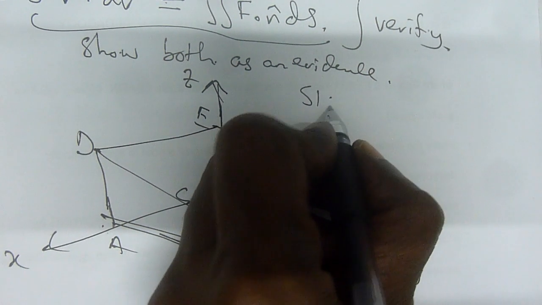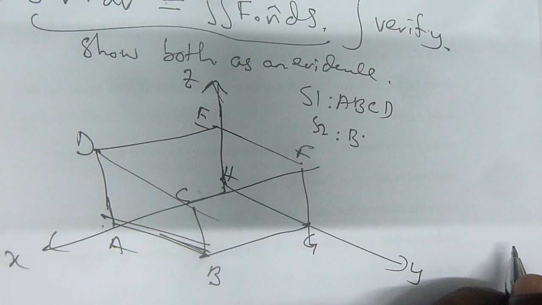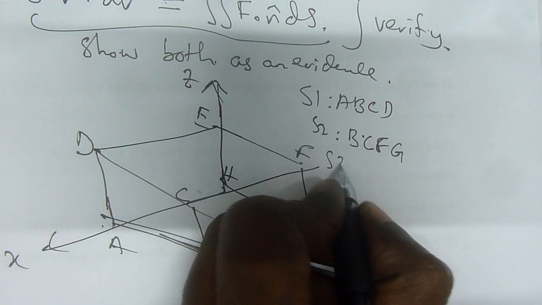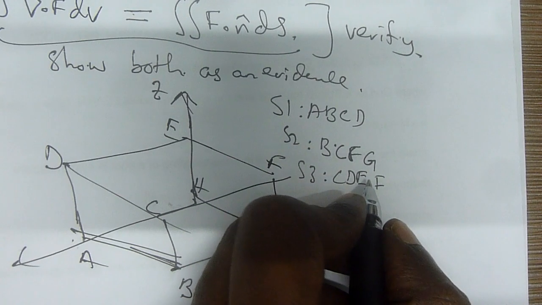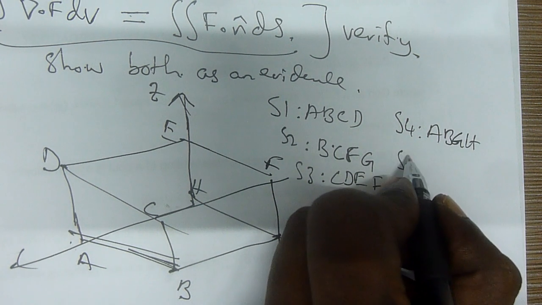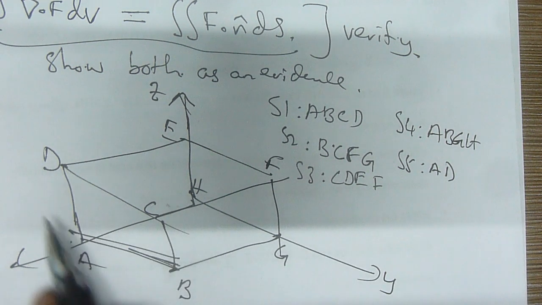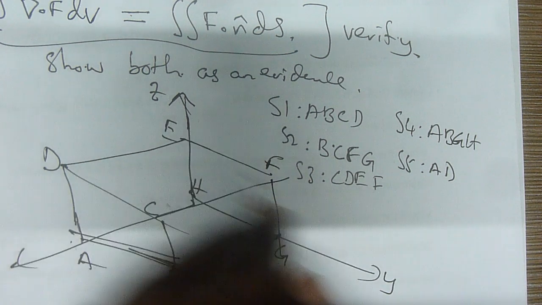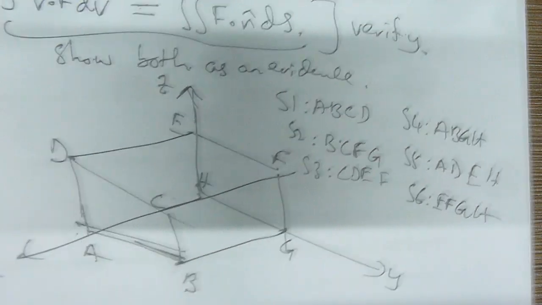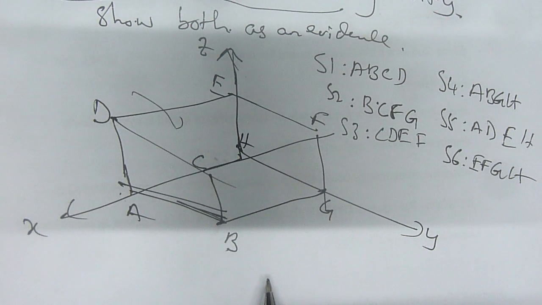S1 I call A, B, C, D. S2 I call B, C, F, G. S3 C, D, E, F. S4 A, B, G, H. S5 A, D, E, H. S6 E, F, G, H. Altogether there are 6 surfaces.